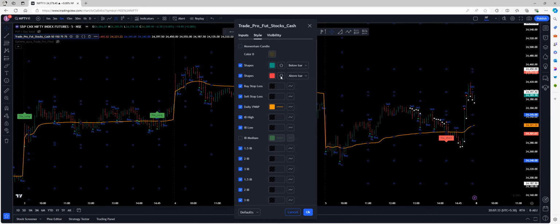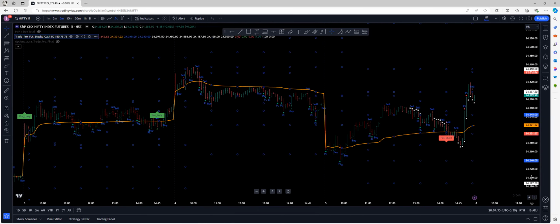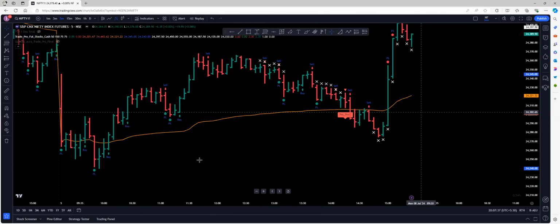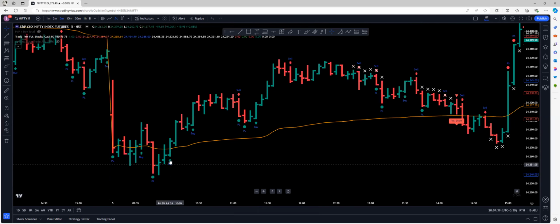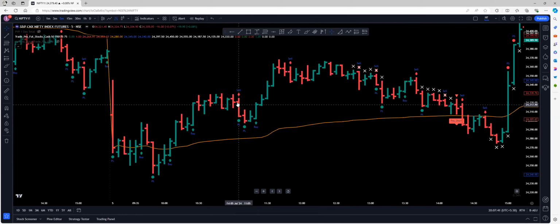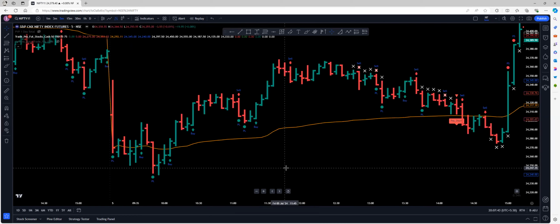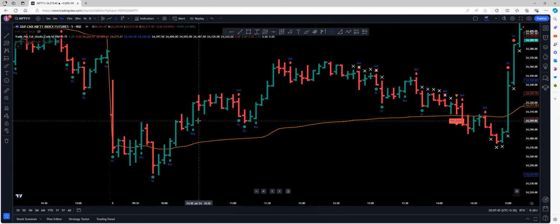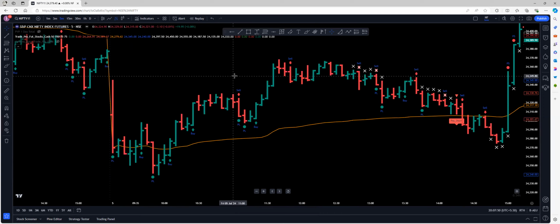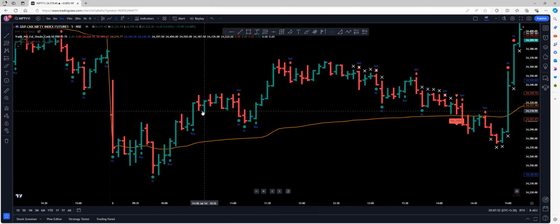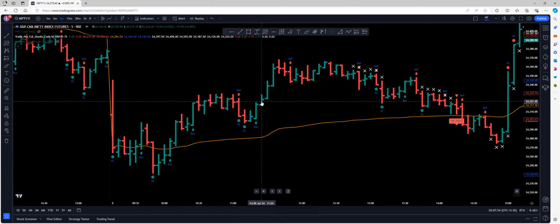Then you have buy and sell signals here, which will be plotted over here. You can see here you're getting a buy signal, here a buy signal, here a sell signal, buy signal, etc. All these buy and sell signals are plotted based on the price action of the candles, and you are supposed to use these signals based on the market context.